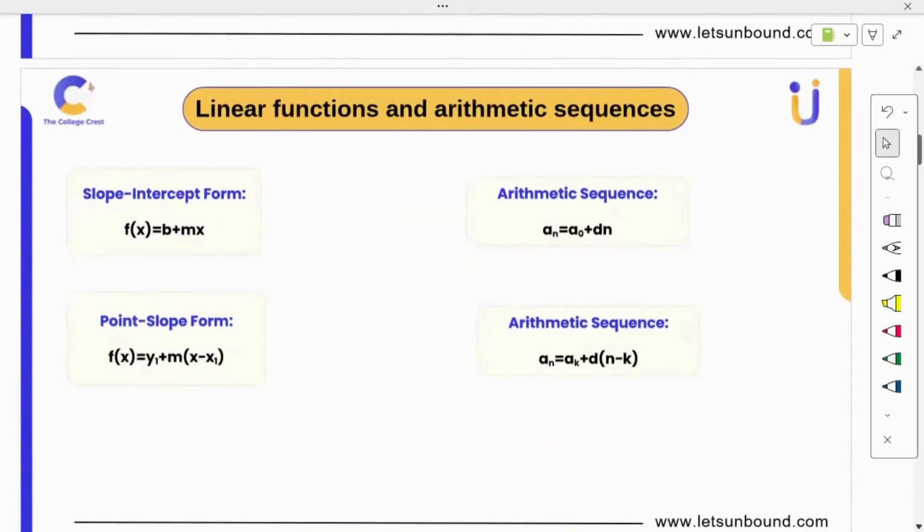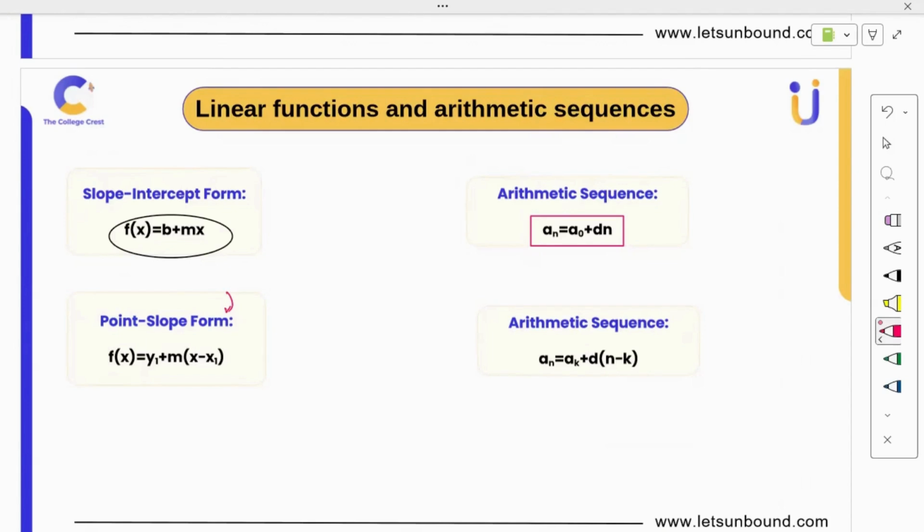in the previous subunit, we came across arithmetic and geometric sequences, right? Now, linear functions and arithmetic sequences are much interrelated. So in a linear function, this is the slope-intercept form. Actually we'll write mx plus b, but for easy comparison, I write b plus mx. Anyways, this is slope-intercept form. For arithmetic sequences, we learned a formula to find a general term: first term plus d times n. And if you write a linear function in point-slope form, it will look something like this: y1 plus m into x minus x1.